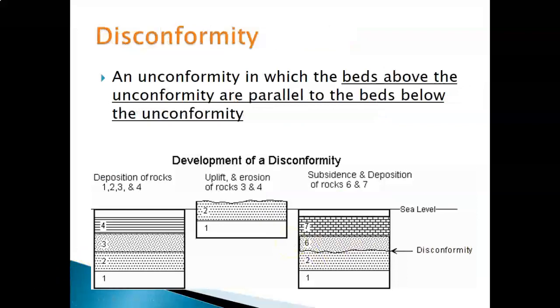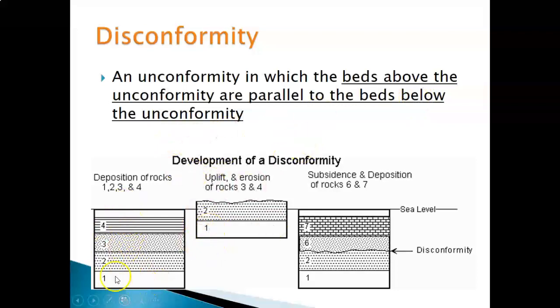Our disconformity, as I like to think of it, is that something's been discontinued, if you want to think about it that way. An unconformity in which the beds above the unconformity are parallel to the beds below the unconformity. So that's a lot of words. What the heck does that mean?